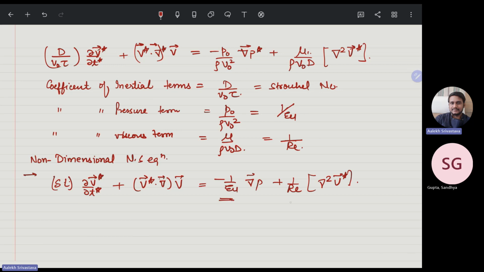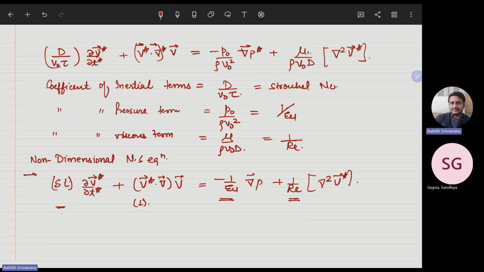this term dominates. This term is defined by the Euler number coefficient. This term is defined by the Reynolds number coefficient. Okay. Now it has a coefficient of 1. Now what is the importance of all these terms? So when we say, suppose there's a question.